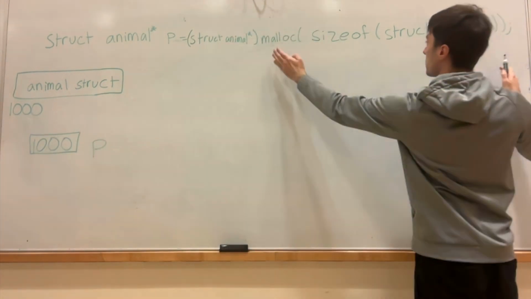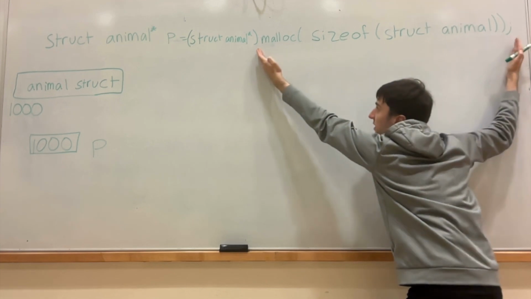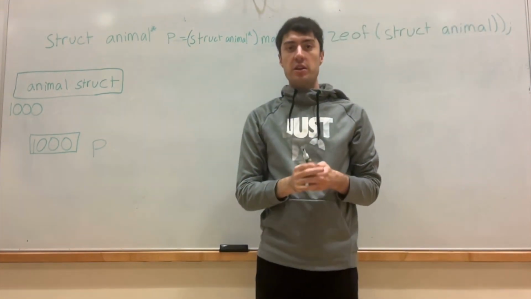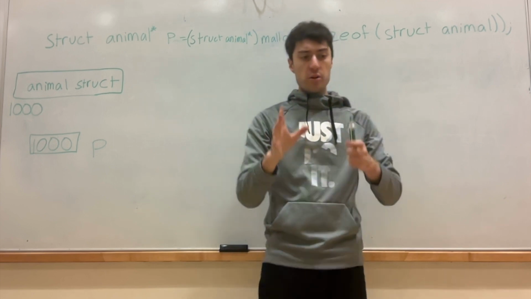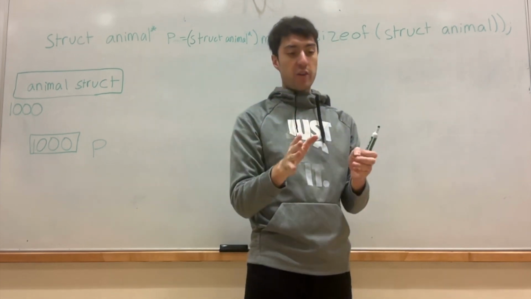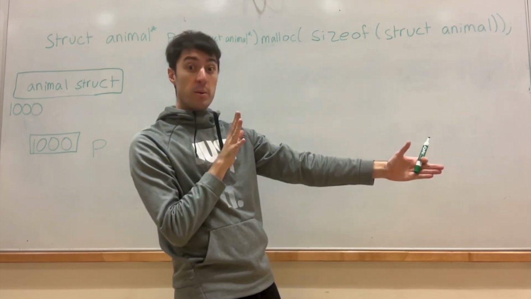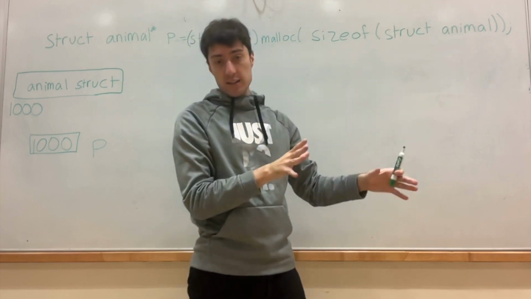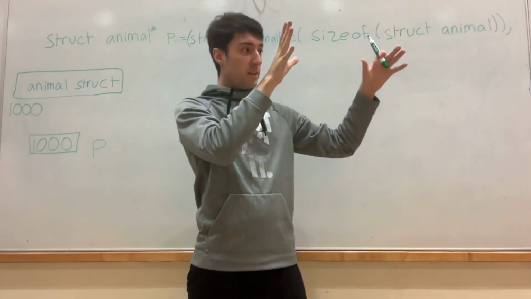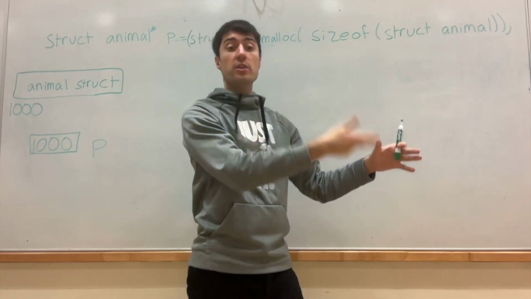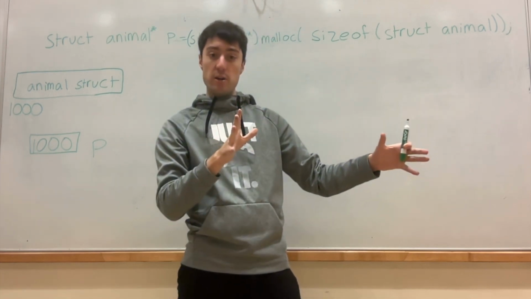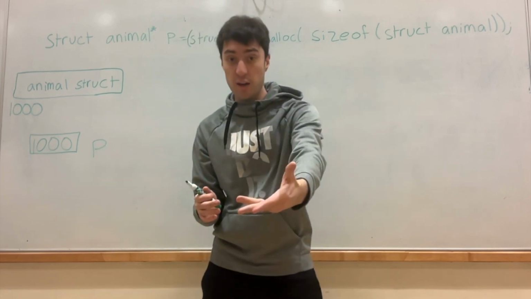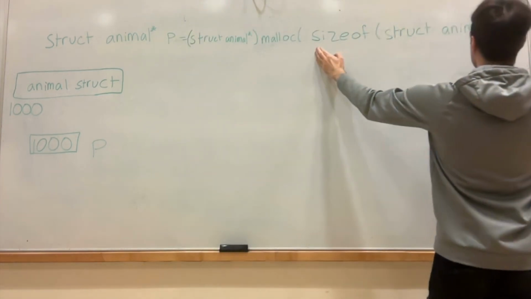Now this malloc function tells the compiler, I want you to go and find a certain amount of memory. Once you find this memory, I want you to allocate it. I want you to save this memory because I'm going to be using it. So block off this memory. And how much memory do you want? Well, that's how you have to tell it. That's what this sizeof does.